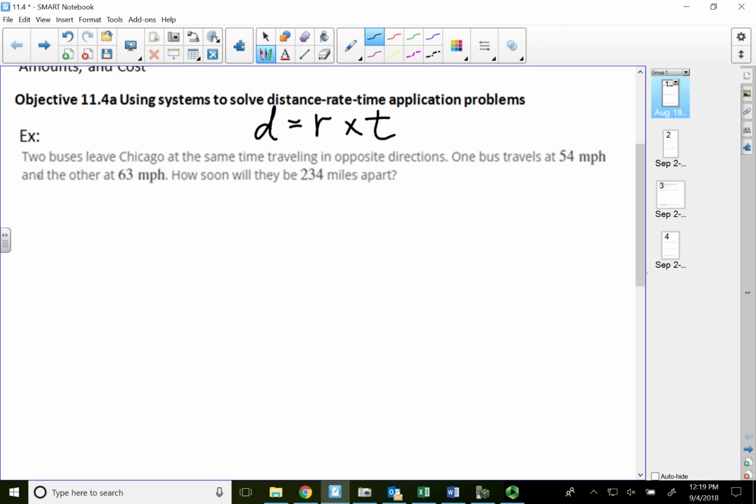So this first problem: two buses leave Chicago at the same time, traveling in opposite directions. This particular example is traveling in opposite directions, or traveling away from each other. One bus travels 54 miles per hour, the other travels at 63 miles per hour. How soon will they be 234 miles apart?